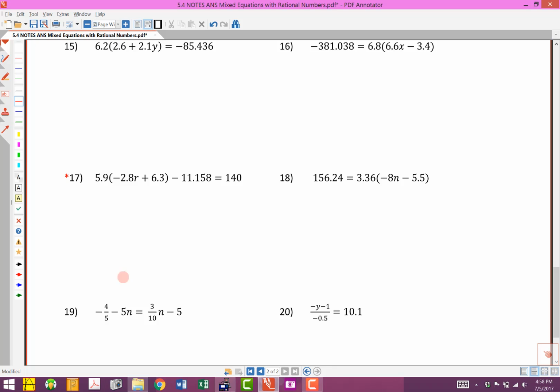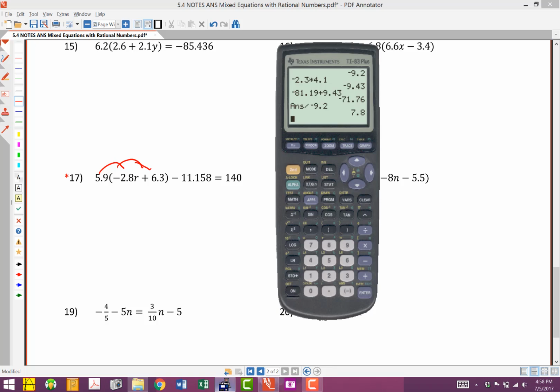Okay, let's take a look at number 17. This one looks pretty ugly. I mean, look at those decimal numbers that are floating around there. That doesn't look like any fun at all, but let's see what we end up with. We're going to go ahead and distribute to each one of these, and then notice that's not in parentheses, so there's no distributing there. So I'm going to do this at the same time. I'm going to do 5.9 times negative 2.8. Got an answer for that one. And then I'm going to do 5.9 times 6.3. So we've got our answer for that one.